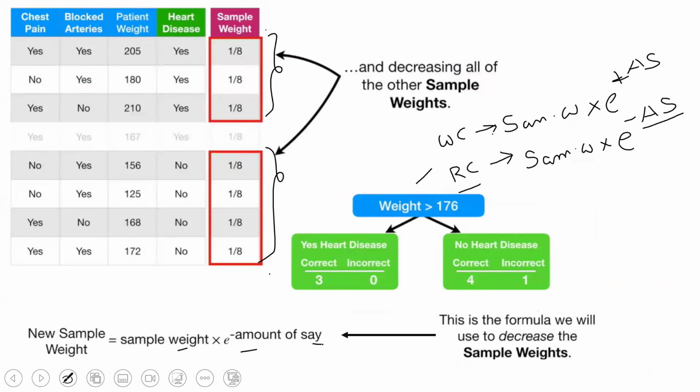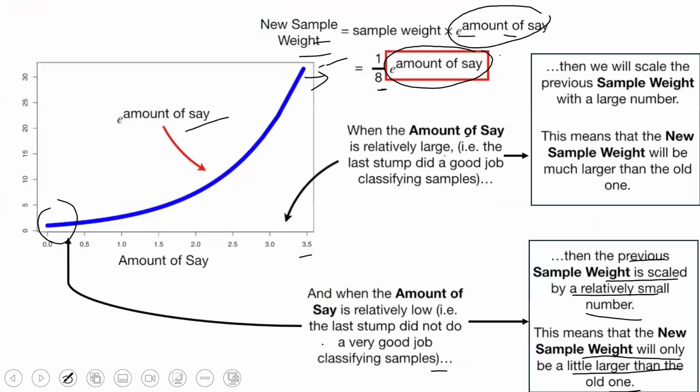It looks completely reversed. It's just the reverse of this particular graph of amount of say, and it would look something like this: e to the power of minus amount of say. That means when the amount of say is low, the weight will be higher, the e to the power of minus amount of say is higher. So the new sample weight would be equal to sample weight into e to the power of minus amount of say. When the amount of say is low, e to the power of minus amount of say is higher, and when this is higher, the new weight will be higher.